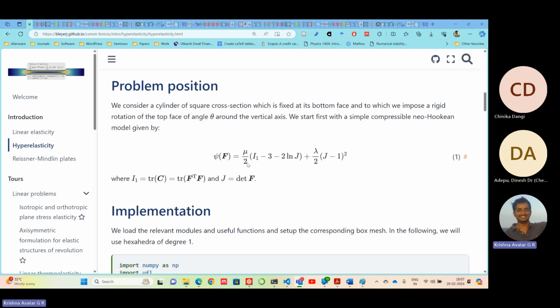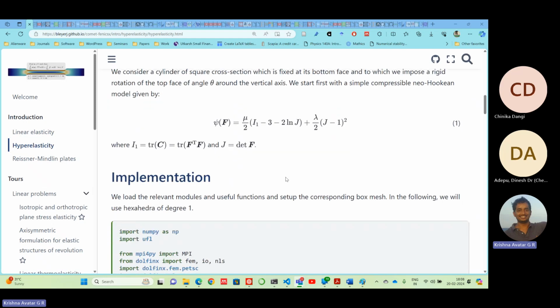And the other thing is, if there is no deformation, F will be equal to I. So F transpose F is I again. The trace of I is the sum of the diagonal terms, 1 plus 1 plus 1, which is 3, so 3 minus 3 is 0. And the determinant of F, which is the determinant of the identity tensor, is 1. Log 1 is 0, so this term is 0, and likewise the last term is also 0, which means it is a valid energy function.